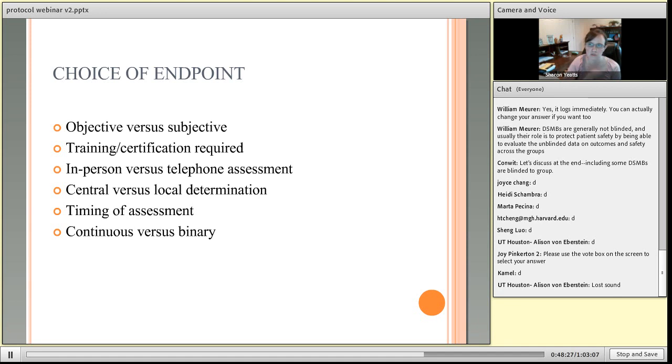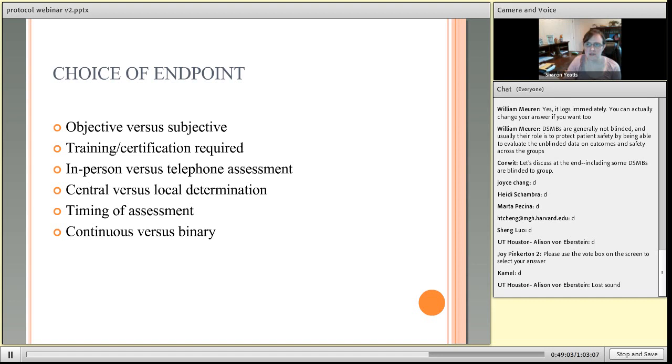So we can't just willy-nilly move them around. We really need careful thought and consideration into what endpoint is going to be used for a given clinical trial. I want you to think about, if you're choosing between endpoints, whether you have an objective versus a subjective endpoint. A subjective endpoint might be something like the modified Rankin scale, where there's a little bit of variability between assessors. An objective endpoint would be something like mortality, where it's very clear either the patient is alive or they are not.